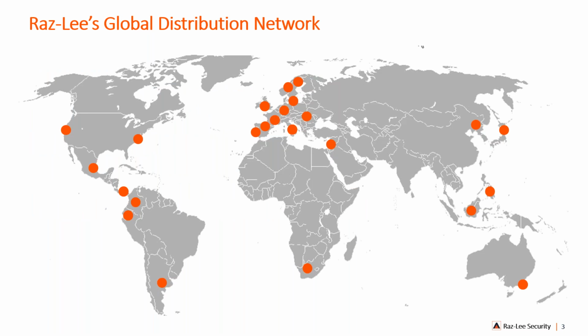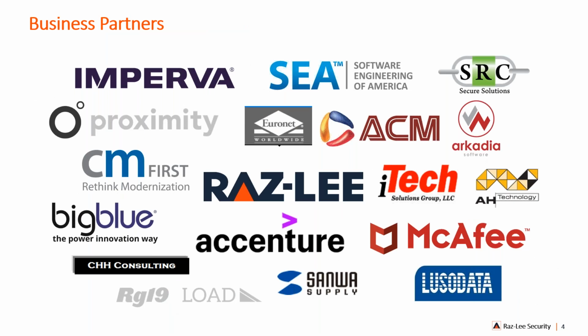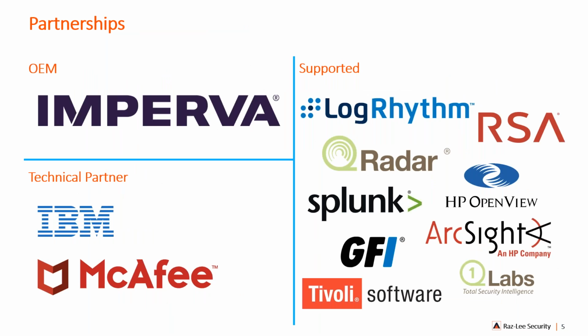Here is our global distribution network. As you can see, it's all over the world. We cover all of the world. Our business partners include Imperva, SCA, iTech, McAfee, and others. We have a special partnership with Imperva based on OEM, and technical partners like IBM and McAfee, and we fully support SIEM systems like RSA, Curadar, Splunk, and others in the list.